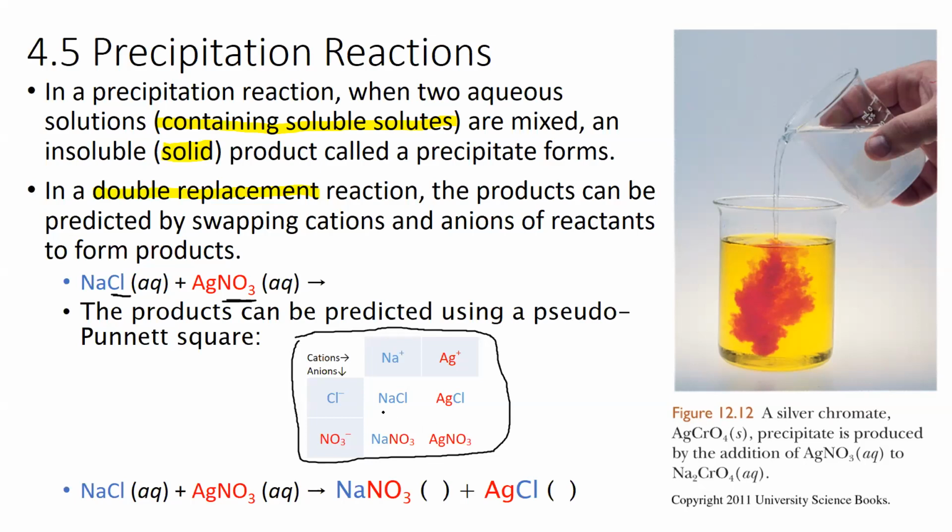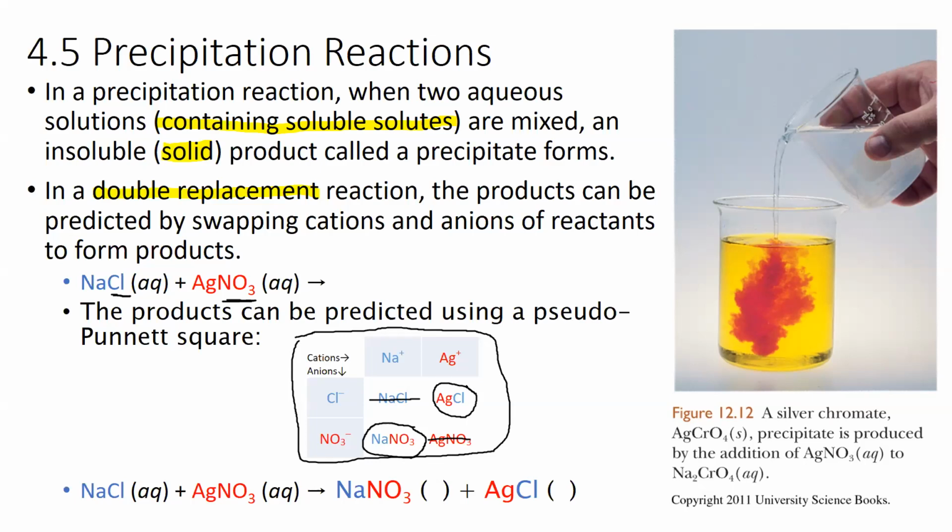And so what you'd want to do here is look for the ones that aren't your reactants, or find your reactants and cross them out, right? What we do know is that sodium chloride and silver nitrate are reactants, so they're not going to be the products. And so you have two products here that you can list, right? So sodium nitrate and silver chloride.